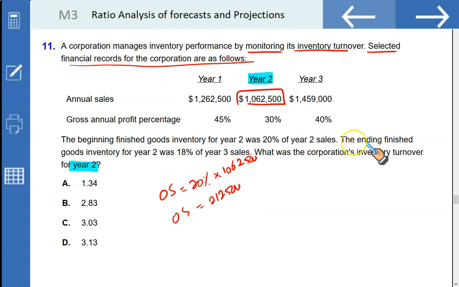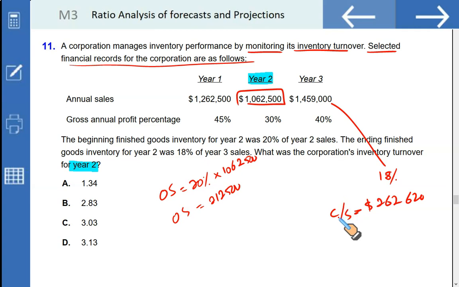And it further says the ending finished goods inventory for year 2 is 18% of year 3 sales. This is year 3 sales. And if you take 18% of this number, you will get 262,620. This is the figure for the closing stock.